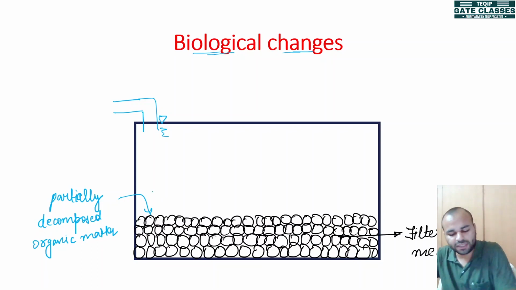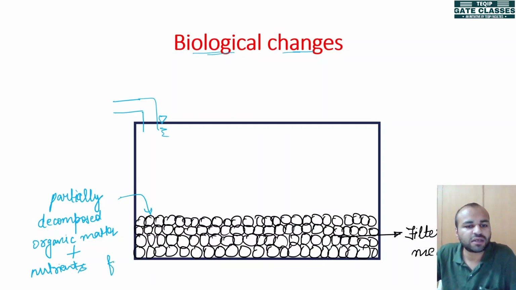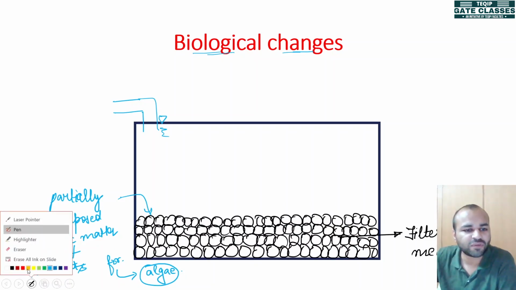It will coat the upper layer, okay, and along with it, not only just partially decomposed organic matter, but there will be some or other amount of presence of nutrients as well, nutrients for algae. The combination of it will promote the growth of algae, and due to the process that algae is formed, it will liberate oxygen in the process of photosynthesis. Let me explain it again. See what I am trying to say.